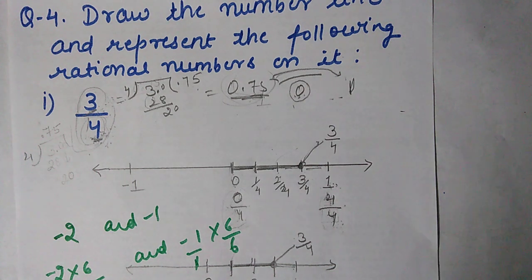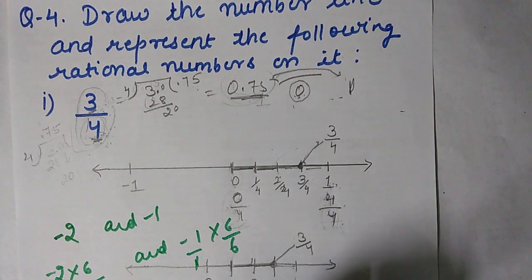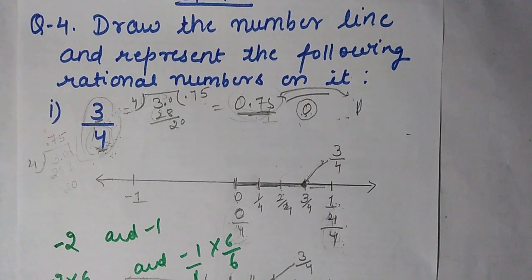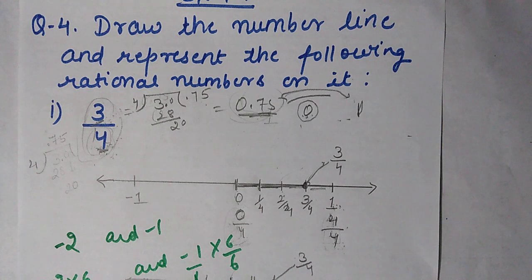First you have to find between which two integers the number lies, then make equal parts equal to the denominator. After that you do it like this. So this is how you can represent a rational number on a number line.